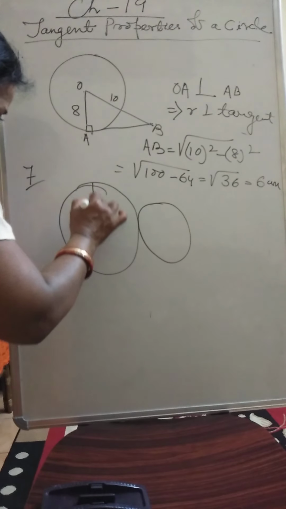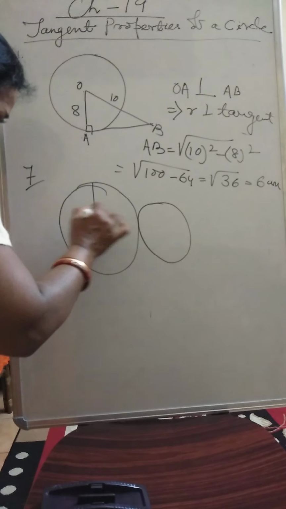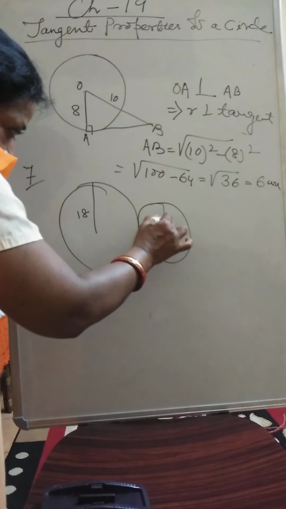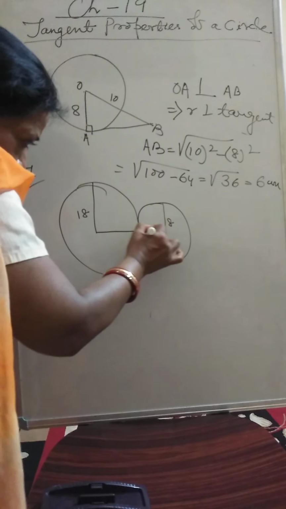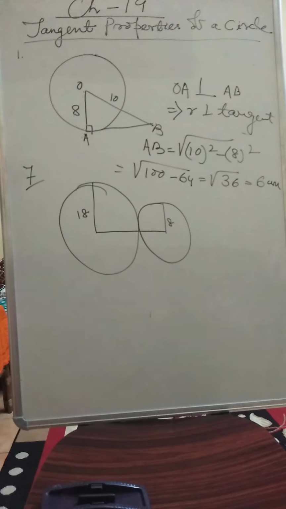This is 18 radius. This is 8. Join it. Okay. Then it is giving: find the length of the direct tangent to a circle.